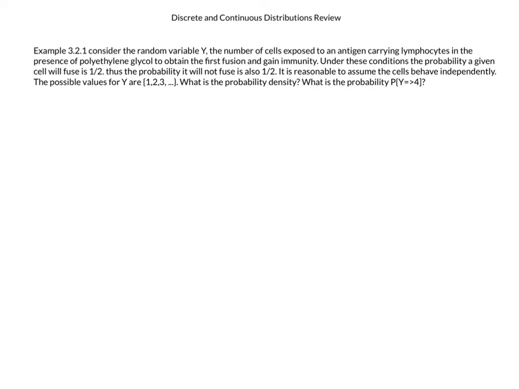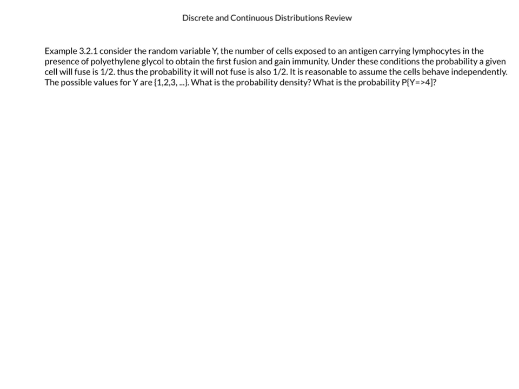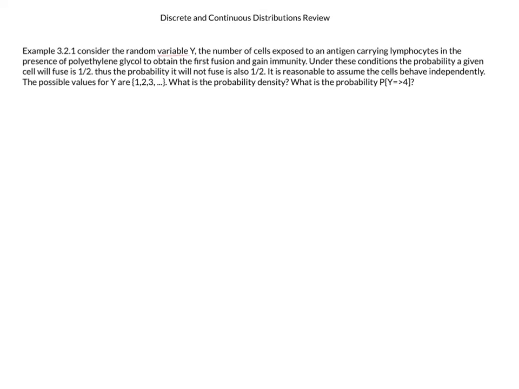Our first example: consider the random variable y, the number of cells exposed to an antigen carrying lymphocytes in the presence of polyethylene glycol to obtain the first fusion and gain immunity. I didn't really understand that, but I will underline what I think is key. The random variable y is equal to the number of cells needed to obtain the first fusion to gain immunity. Under these circumstances, the probability a given cell will fuse is 1/2, and thus the probability it will not fuse is also 1/2. It is reasonable to assume that the cells behave independently.